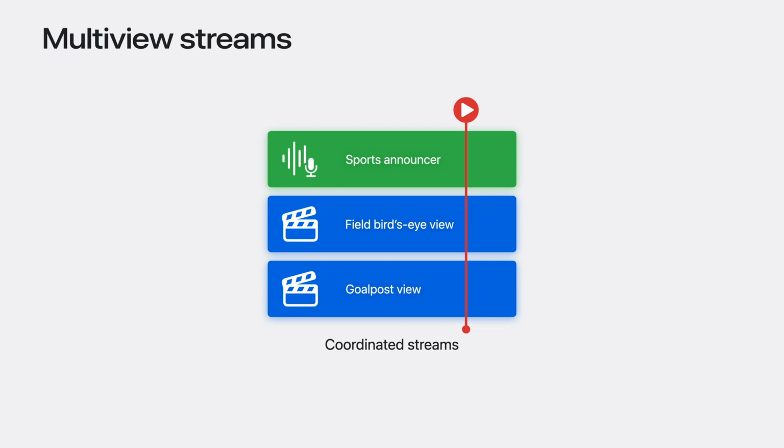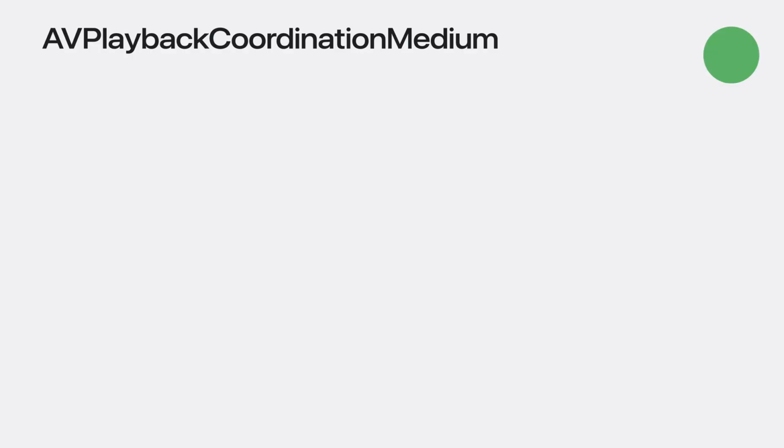When showing multiple streams that need to be coordinated, such as for a sports game, it's critical to synchronize playback across all the players so that important moments line up. This means that all playback behaviors, like play, pause, and seek, need to be coordinated. However, this can be a complicated process. In addition to rate changes and seeks, complex behaviors also need to be managed.